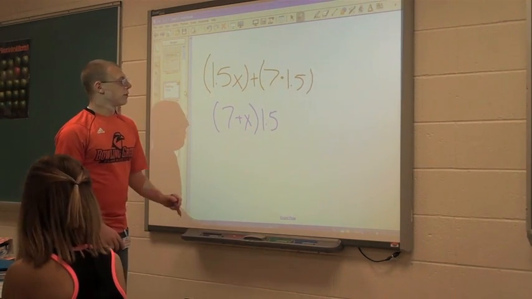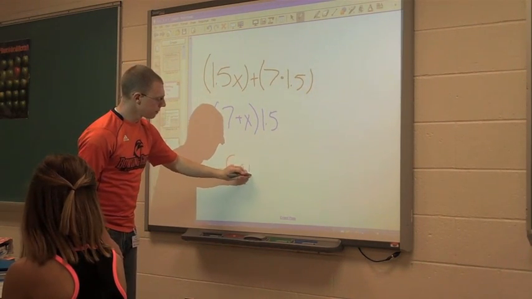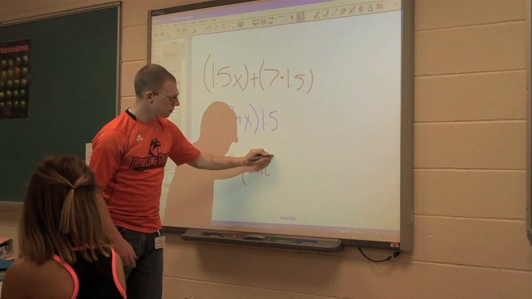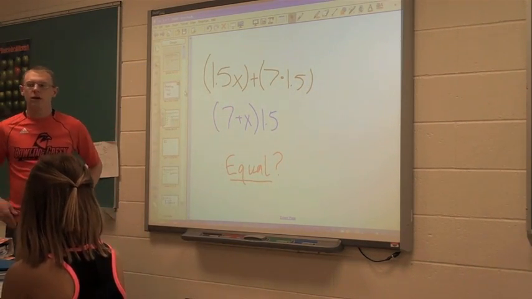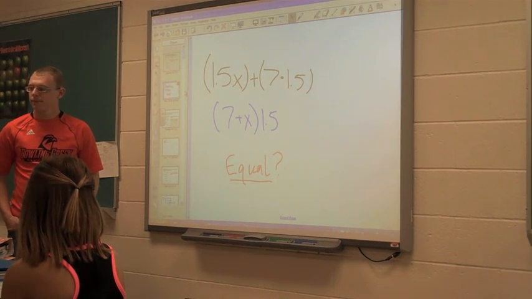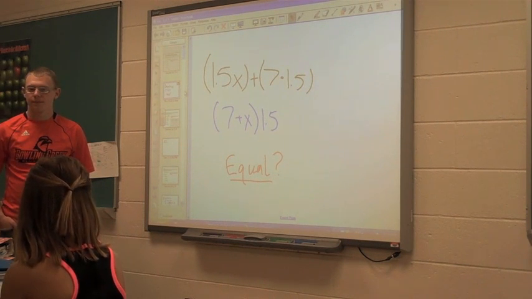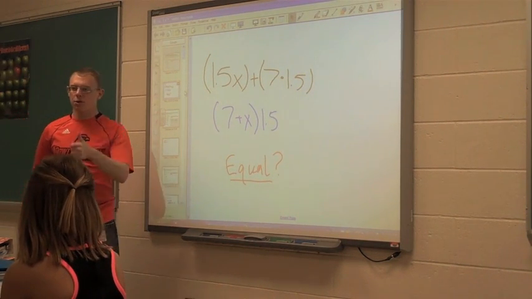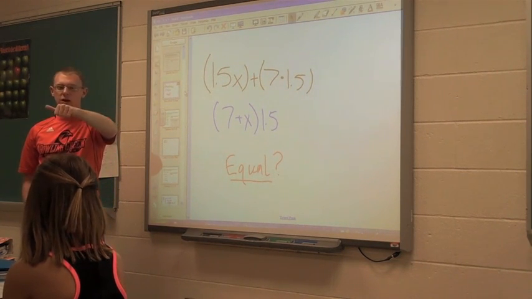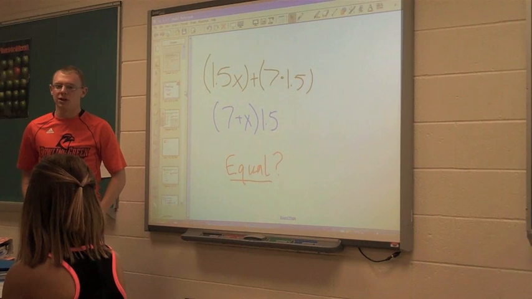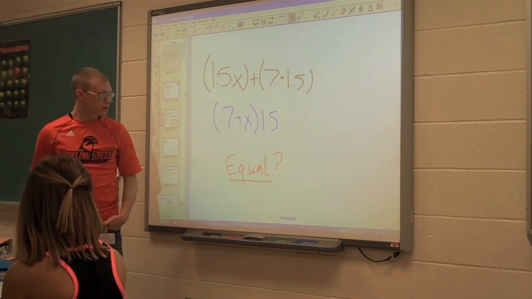So I have a question for you. Are these two equal? Are they equal? Let me see. Thumbs up if you think they're equal, thumbs down if you say no, or thumb in the middle if you are really not sure.